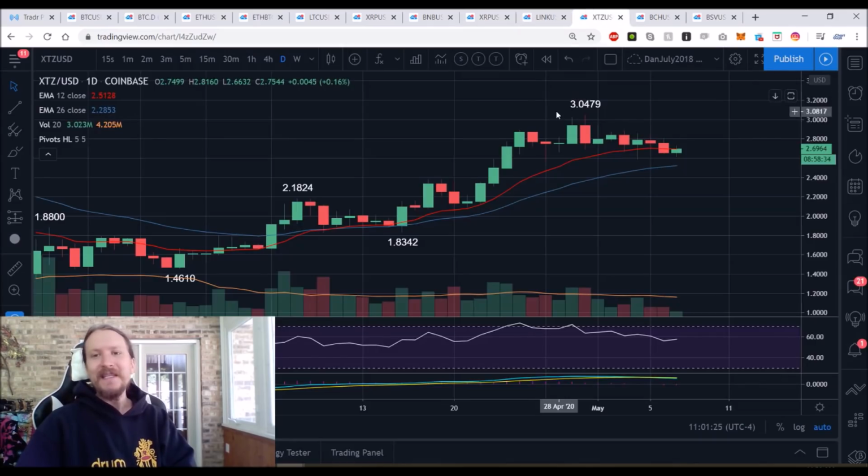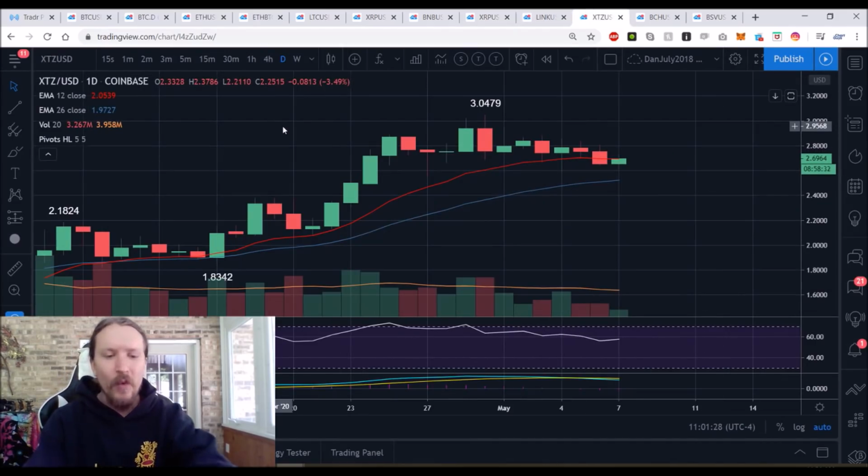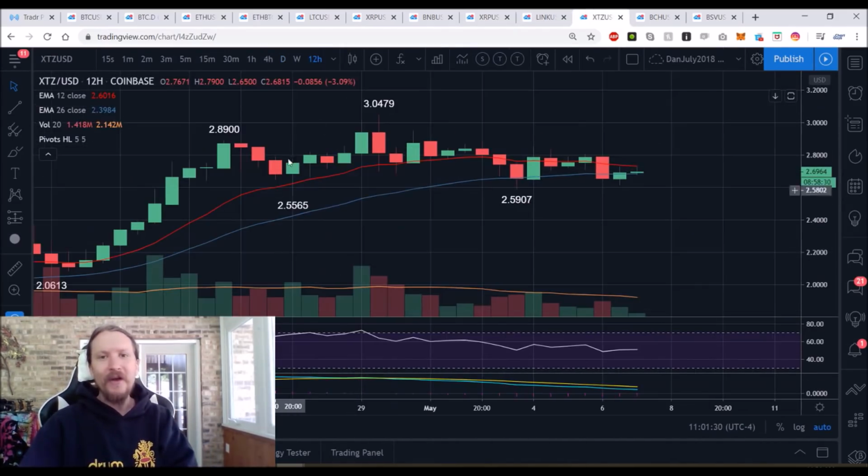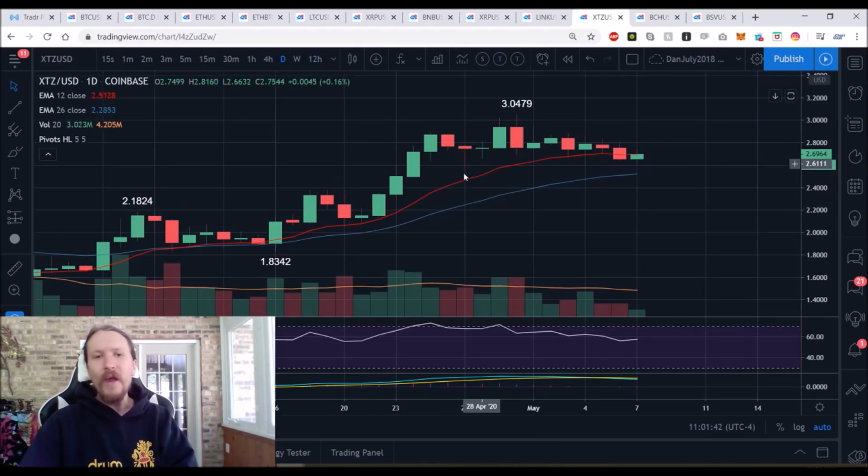And XTZ is similar. XTZ, let's go to the 12-hour. A similar head and shoulders pattern. It's not as clearly defined, but what stands out to me is the support levels of 255 and 259 right near each other. And just like Link, we are holding them for now. If they break, it'll be the most notable shift away from the bulls that we've seen in 5 weeks. And the bulls are doing everything they can to hold on to those support levels.